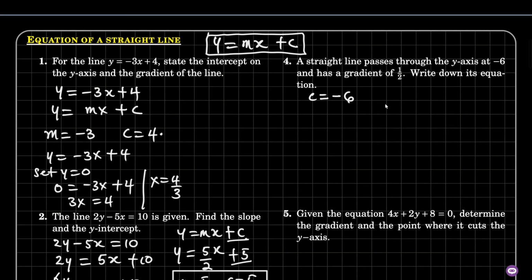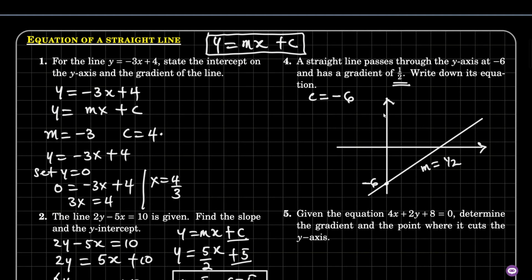So which means that if I am to draw just a sketch, it's just a sketch, okay, like this, and we have intercept as -6. So let's say we have a -6 right here. So it means that this is what your graph is going to look like. Something like this. Right. So the slope m is equal to 1/2, because the question has told us that the gradient is 1/2.